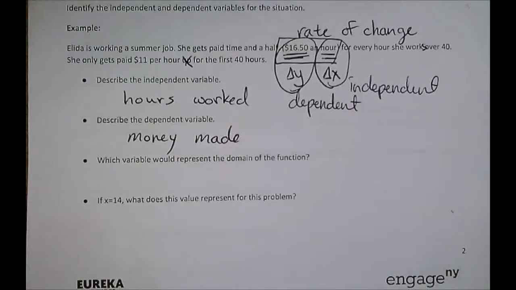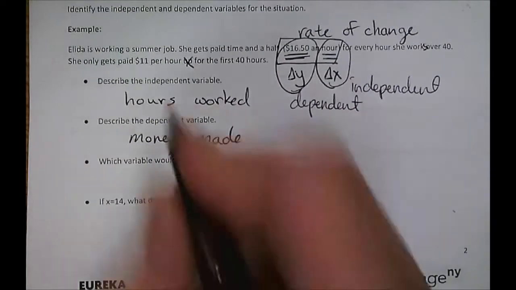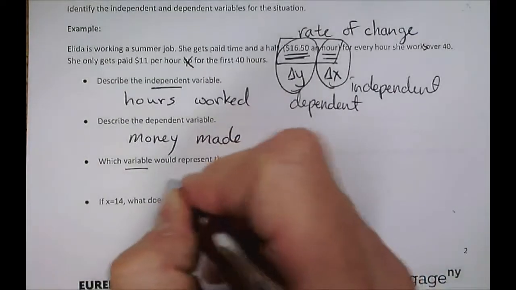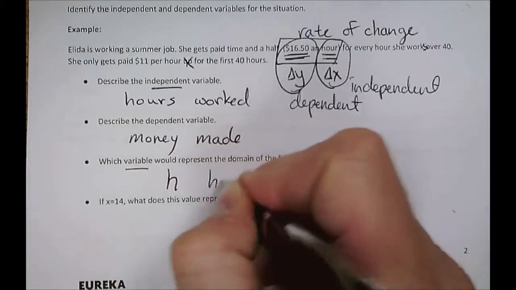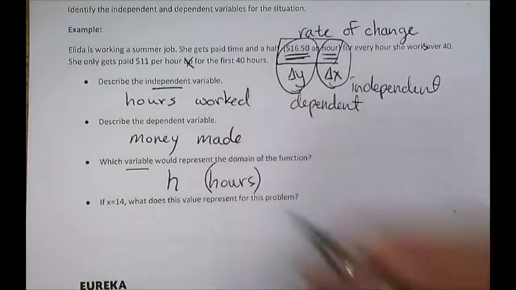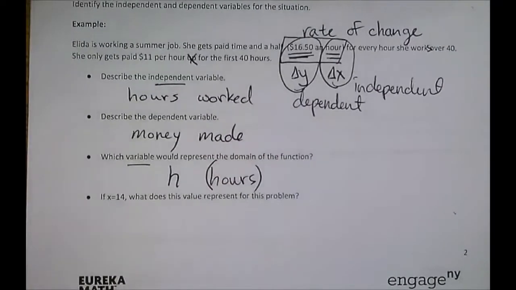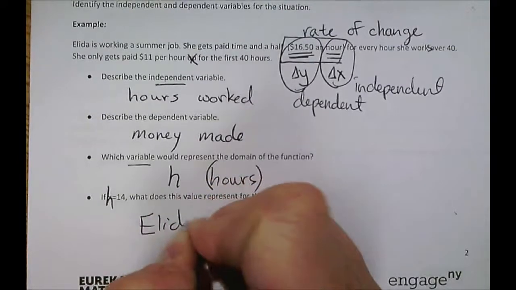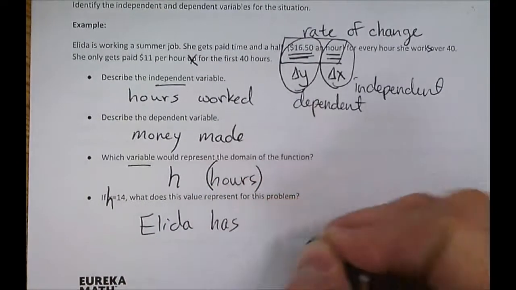The third part says, which variable would represent the domain of the function? Well, I just kind of answered it in saying it's the independent, so I guess we'll use h for hours. And therefore, if x, well, they're using x, I'm going to change it quickly to an h. If h equals 14, what does this value represent for the problem? It means that Alita has worked 14 hours.